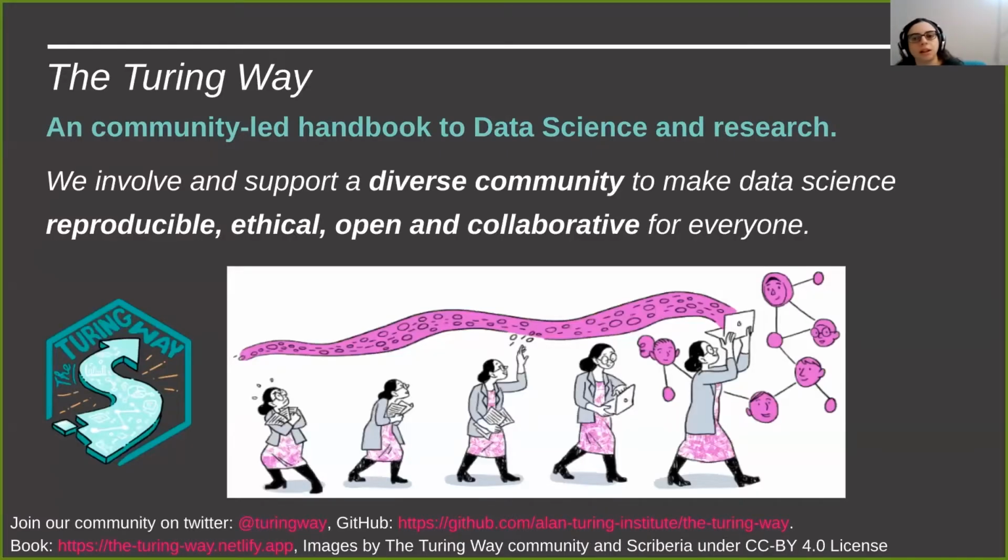So the Turing Way is an open source and community-led project that aims to open up the potential of data science for everyone. Through the collaborative development of the Turing Way project, we bring together a diverse community of researchers, educators, leaders, and members in different roles within data science and research at the Alan Turing Institute across the United Kingdom and internationally too. So this project and this community, they seek to provide all the information that researchers might need throughout the life cycle of their projects to ensure that their research is reproducible, ethical, open, and collaborative for everyone.